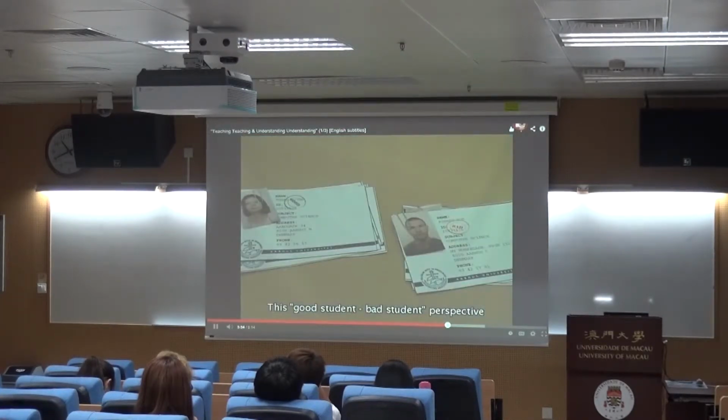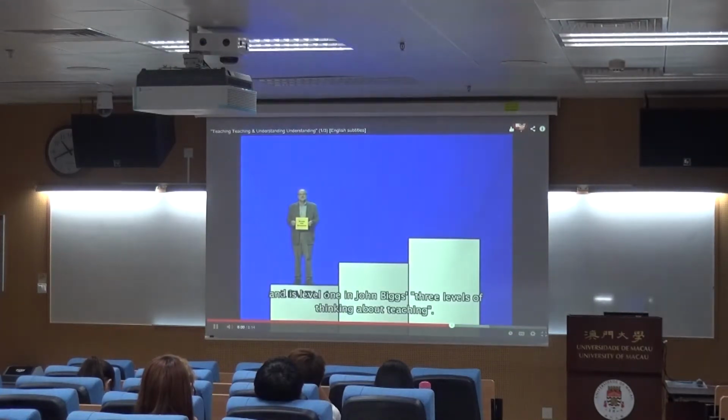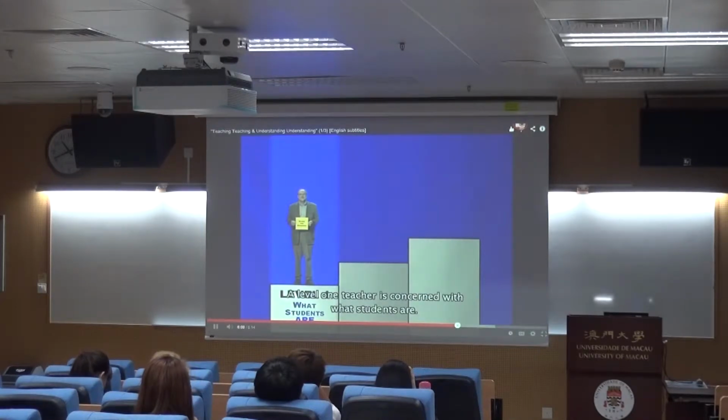This good student, bad student perspective is also known as the blame the students approach to teaching, and is level one in John Biggs's three levels of thinking about teaching. A level one teacher is concerned with what students are. For him, the exam is a matter of sorting the good students from the bad.